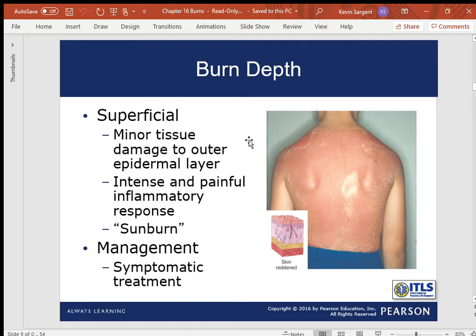You should never put anything petroleum based on burns. So no Vaseline, nothing like that. Generally you want to use dry sterile dressings. You can initially do moist dressings and follow them up with dry. But generally people are using dry dressings most of the time.